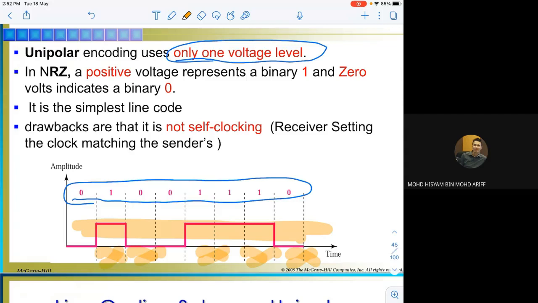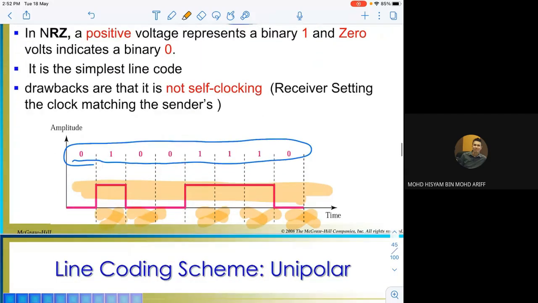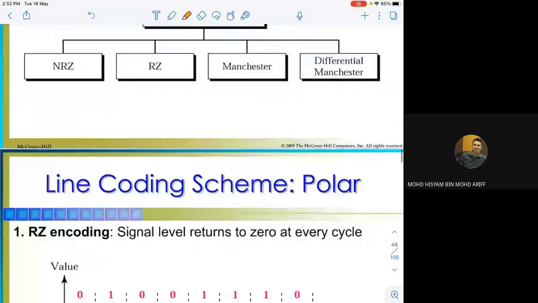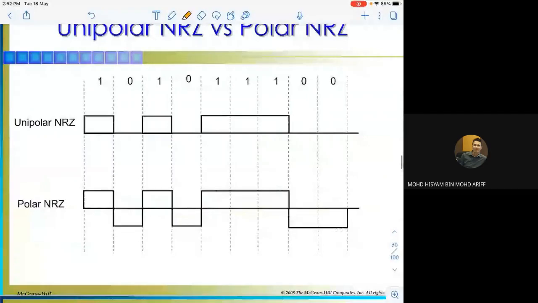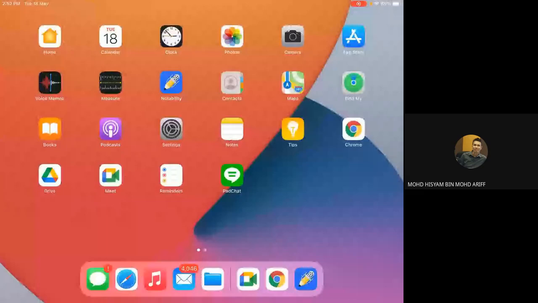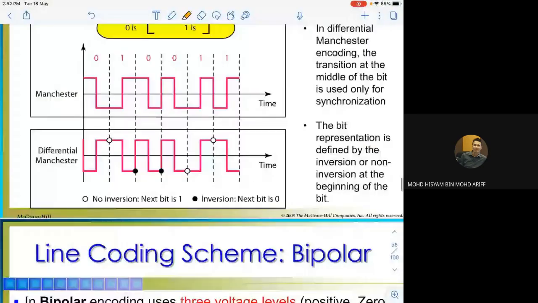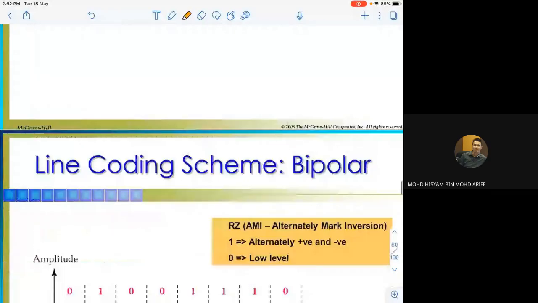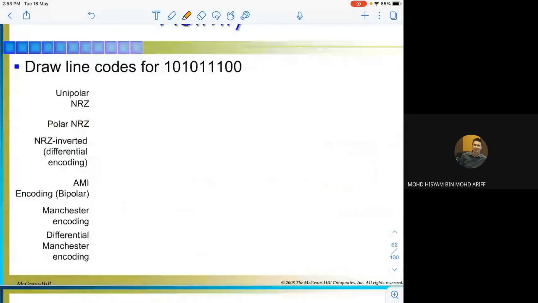In your quiz, I will give you an example, for example from PCM output, and you draw the signal for unipolar, bipolar and so on. Okay, how does it look after this? The quiz will come like this. Normally in the quiz we ask you like this: given this, draw the line codes for 10, 10, 11, 001.